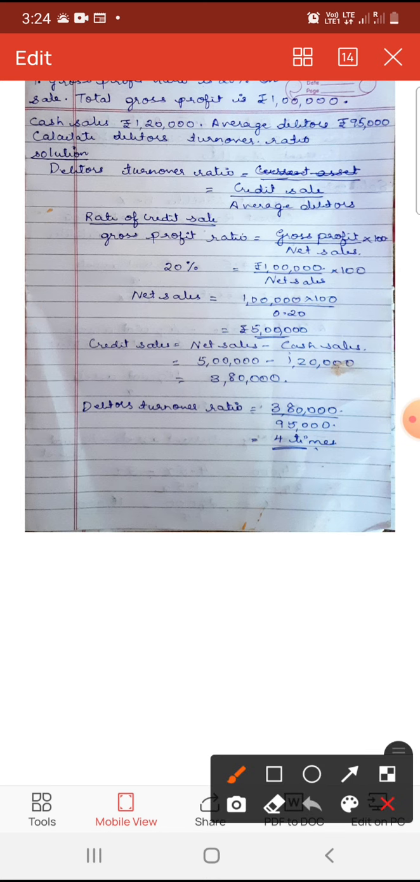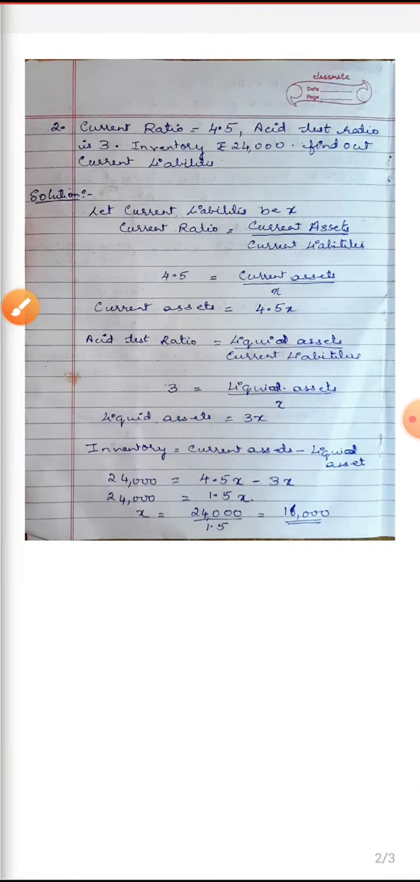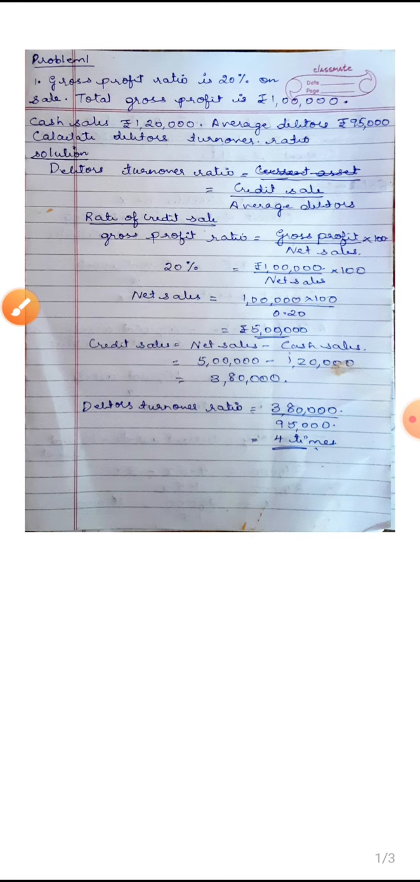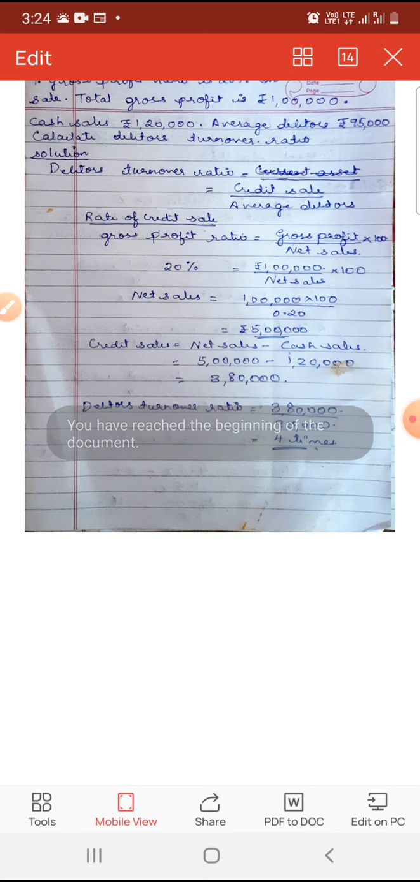Now in order to find out the credit sales, the other information given in the problem is the gross profit ratio, 20%. They have given the gross profit amount. So what you have to do is use the gross profit ratio and find out the net sales. The formula is gross profit ratio is gross profit divided by net sales into 100. So gross profit ratio is 20%.